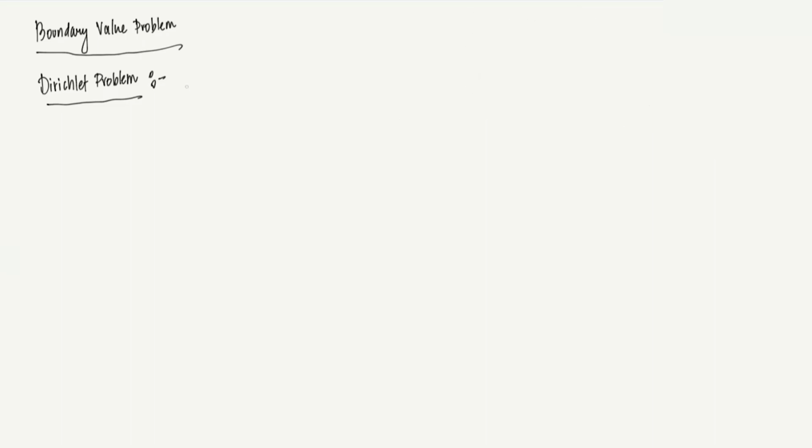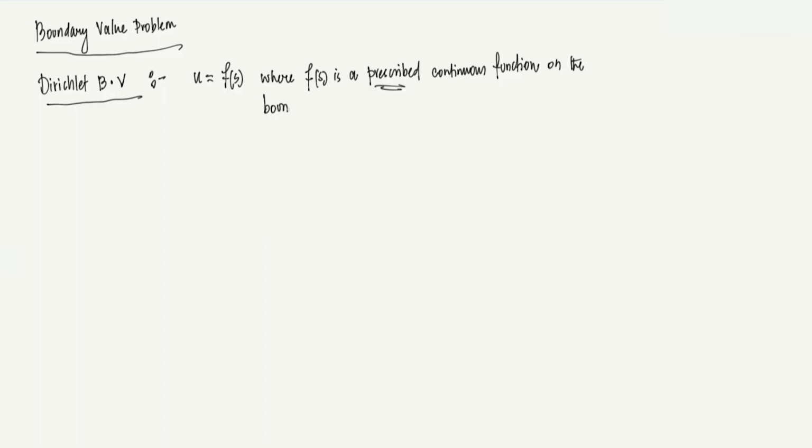See, Dirichlet problem. So essentially the problem is this. Dirichlet boundary value. I will write it like BV, because I have to write boundary values. So essentially this is u equals some f of s, where f of s is prescribed, already provided to you, that is, a given continuous function on the boundary, boundary of the domain D.